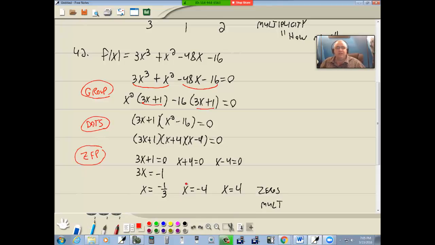Now our multiplicity is whatever power is on these up here. If we were to put a power, they're all to the first power. So our multiplicity all the way across is 1. Now your degree, remember, is your largest power of x. If you add together your multiplicities, that should give you your degree. 1 plus 1 plus 1 is 3, which matches our degree.